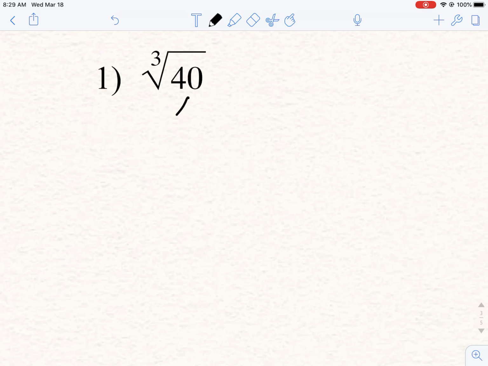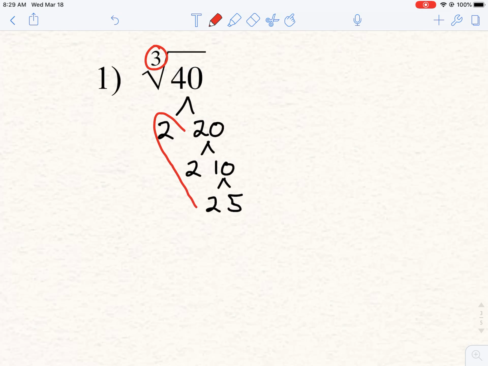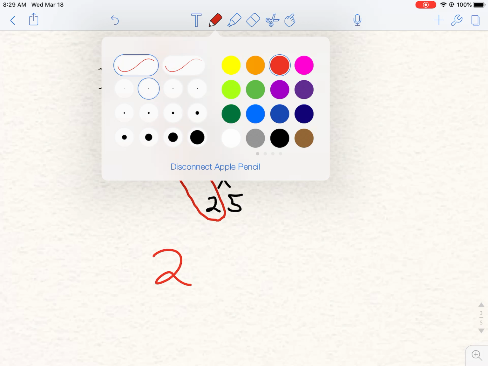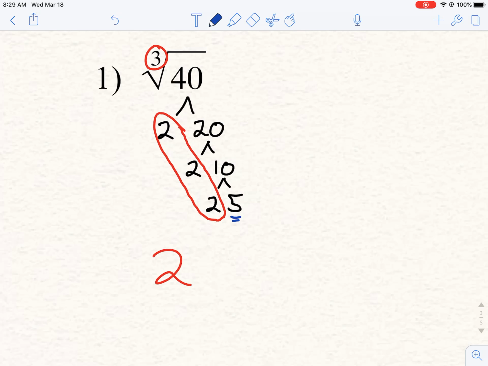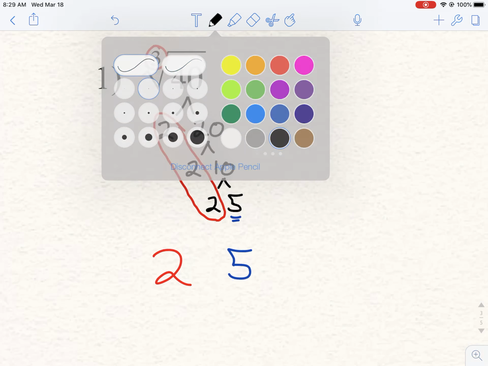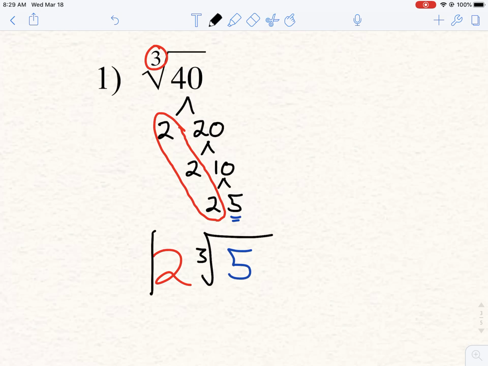So I'll do this example here. I want the cube root of 40, so if I divide it by 2, that's 20. That'd be 2 and 10, with 2 and 5. Again, because my index is 3, I'm going to take these 3 2's here. So 2 comes out, and then this 5 is by himself, so he's going to remain inside the cube root. So 2 cube root of 5 would be my answer.